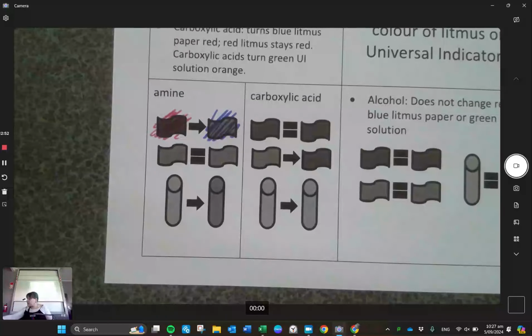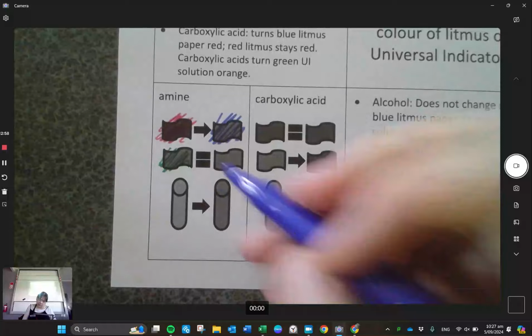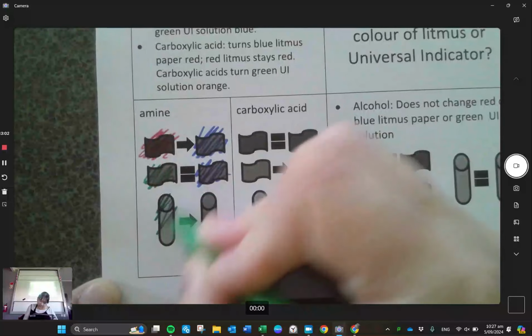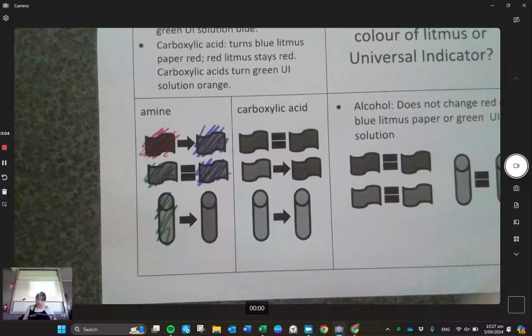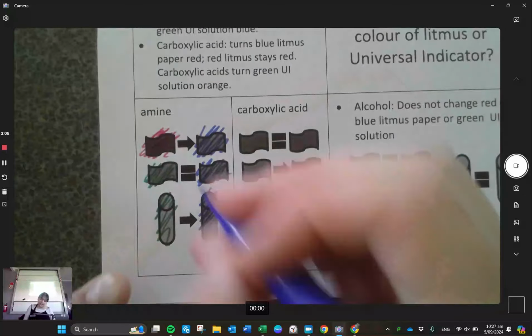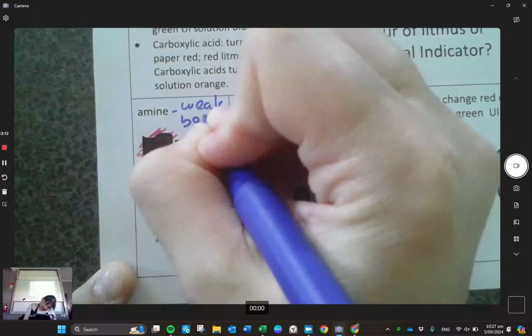If you have universal indicator litmus, which is green, it will also turn blue. And if you have it in the liquid form, it will be green. It'll, again, turn blue. And that's because amines are a base. It's a weak base, actually. So that's how we figure out when we have an amine.